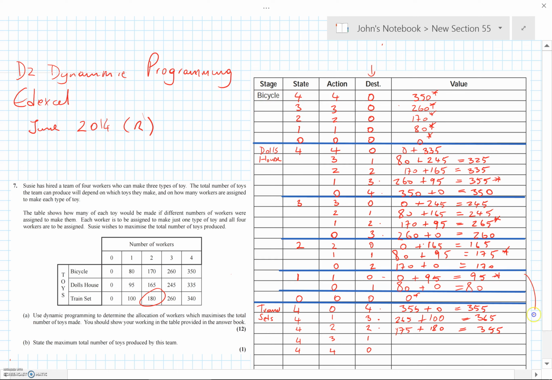And then the 95 plus the 260. And that equals the 355. And then finally the 0 plus the 340 completes the table. Now the optimal one of these is the 365.